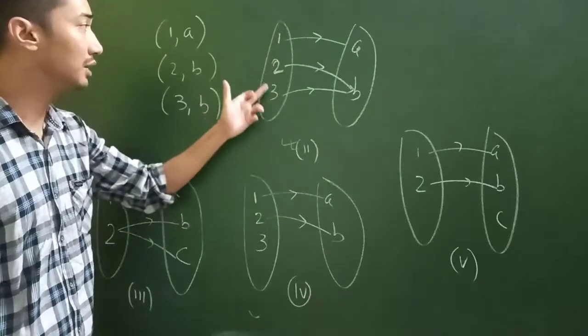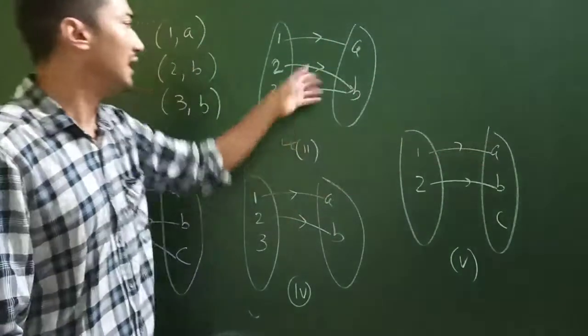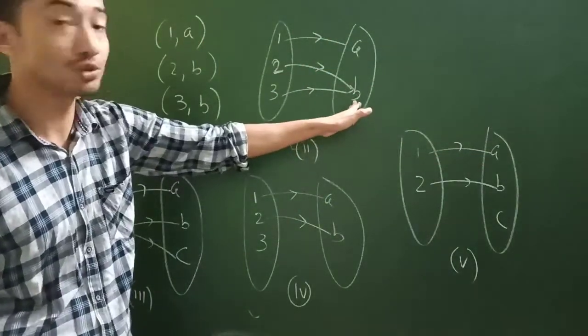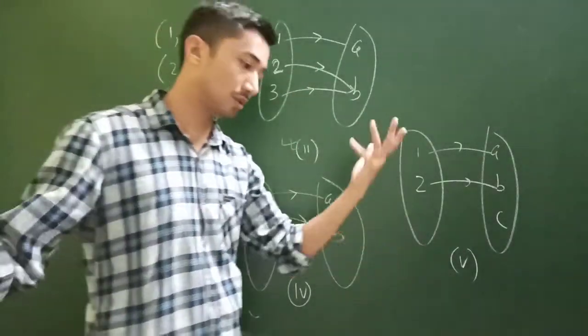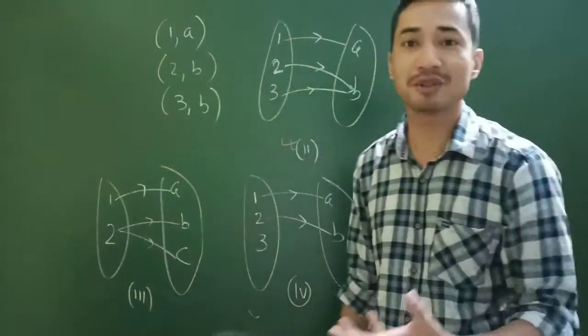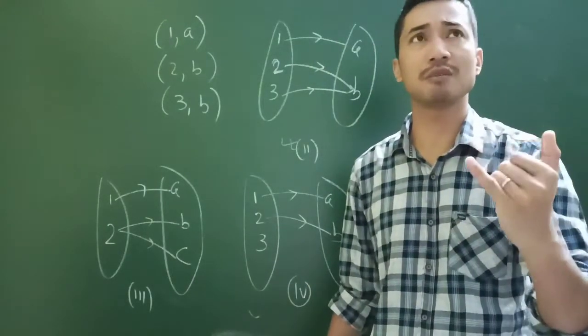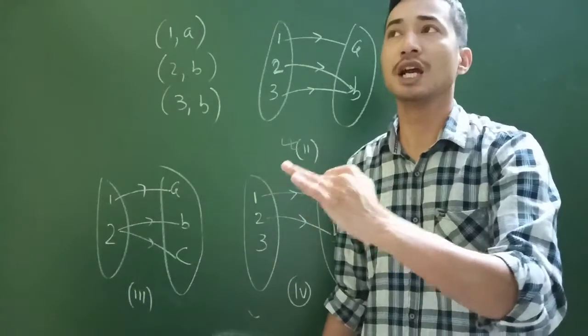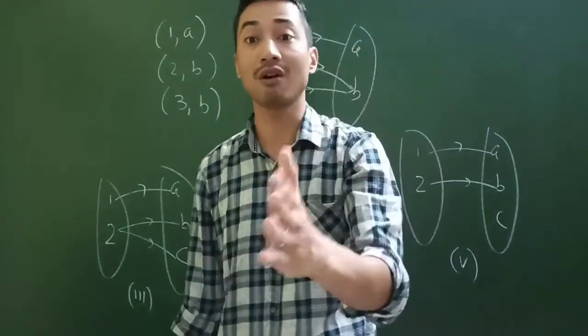No, every element should have a unique image. Nobody talked about pre-image. They can have 2, 3 pre-image. B has 2 pre-images, 2 and 3. Let it be. Who cares? We do not talk about that. We're just talking about the image only. So that should be your motive. Every element in the first set should have a unique image. Nobody talked about pre-image, so don't think about pre-image at all.